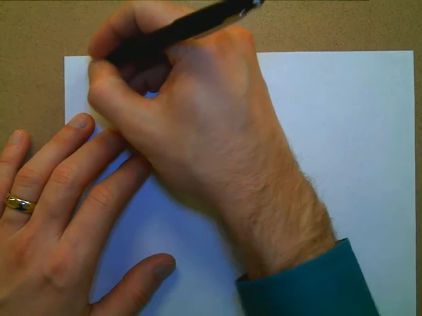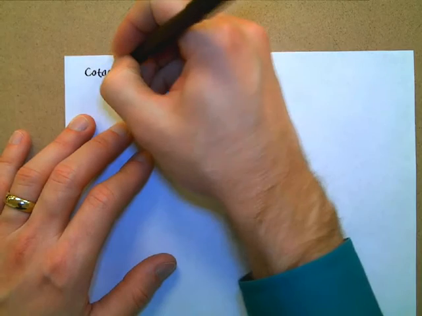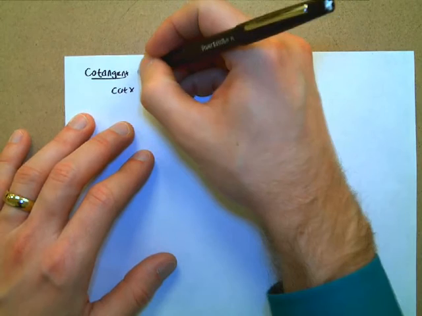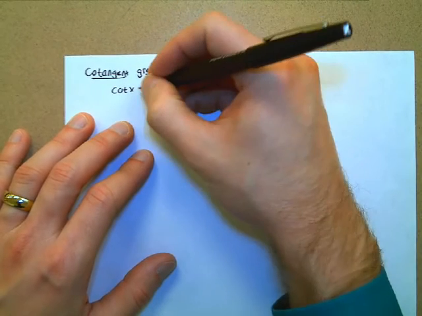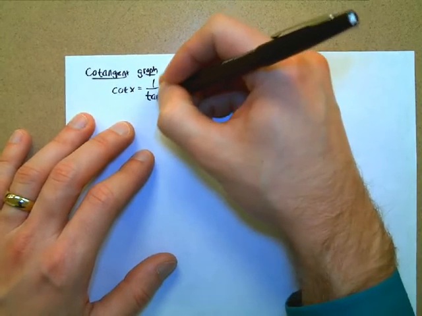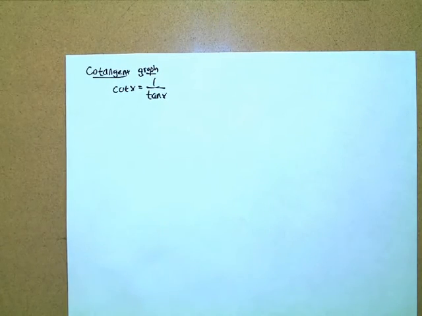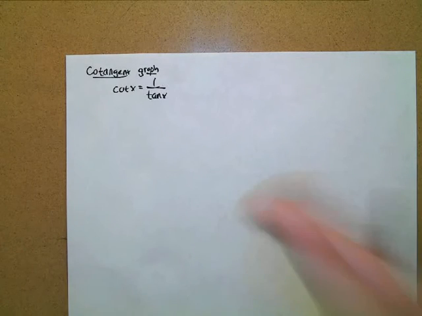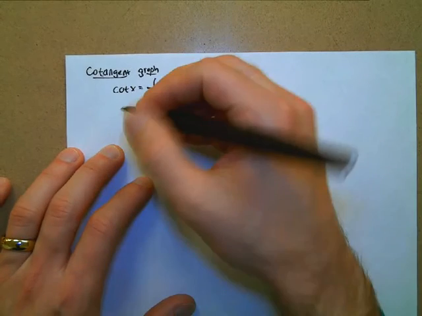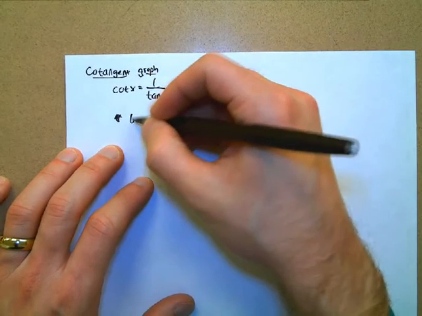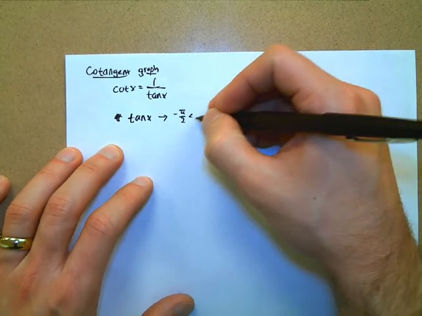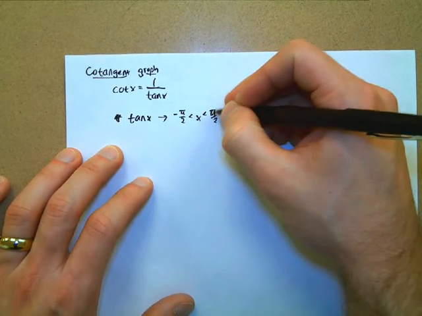Just for calculation's sake, one difference: tangent of x has its period negative pi over 2 less than x less than pi over 2, right? Cotangent's period, we're going to be going from 0 to pi. So it still does repeat every pi, as opposed to sine and cosine, which repeat every 2 pi. Tangent and cotangent both have a period length of pi, but they start in different places. Tangent, we start from negative pi over 2 to go to pi over 2. Cotangent, we start from 0 and go to pi.